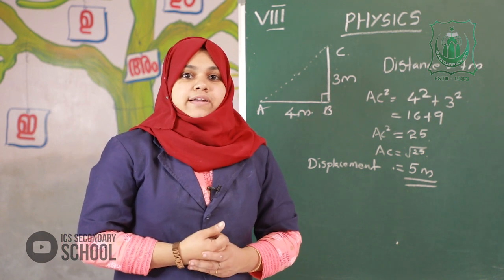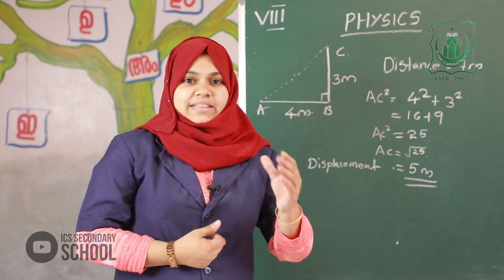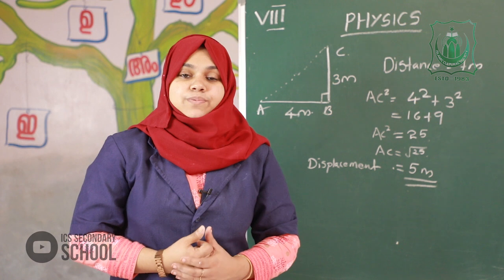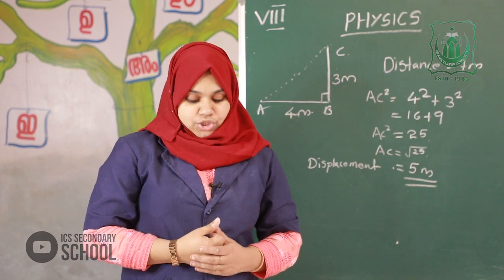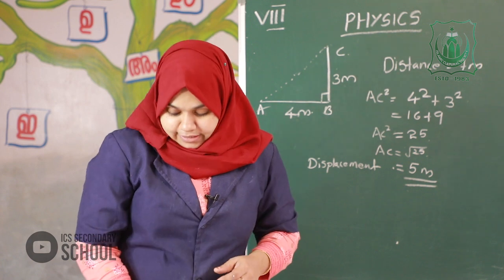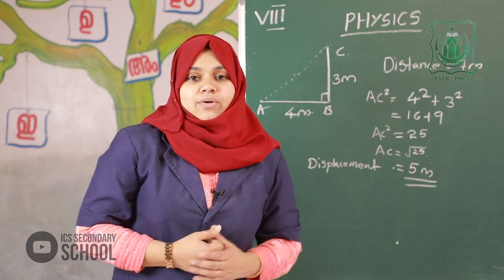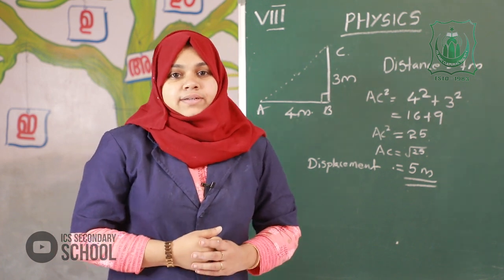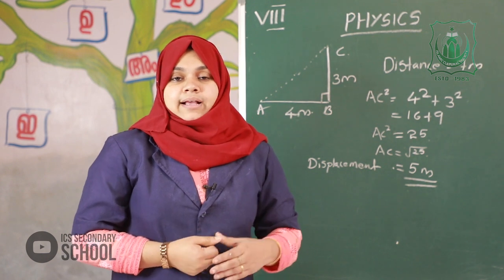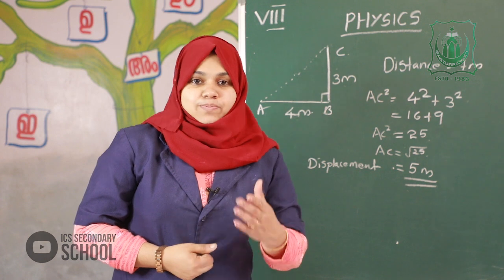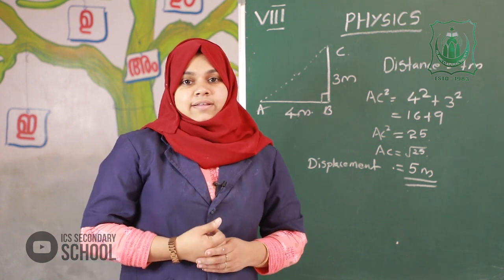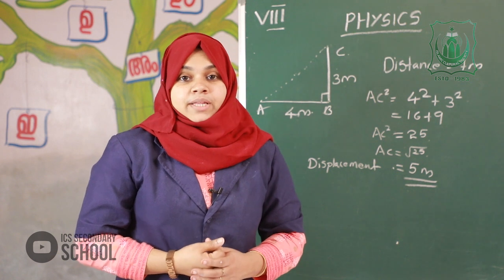Then what is the other difference? Distance is the path covered and displacement is the straight line distance from initial position to final position. And what is another difference? Distance can be equal to or greater than displacement. But displacement can be equal to or less than distance. That is one other difference.